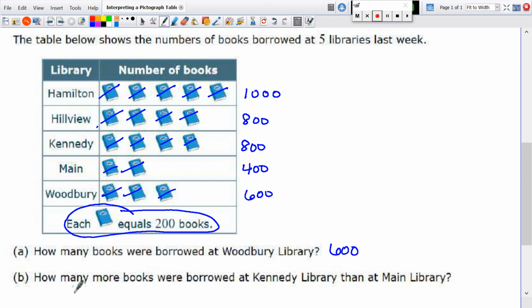How many more books? How many more means subtract. Were borrowed at Kennedy. Kennedy was 800. And Maine was 400. And 800 minus 400 equals 400.